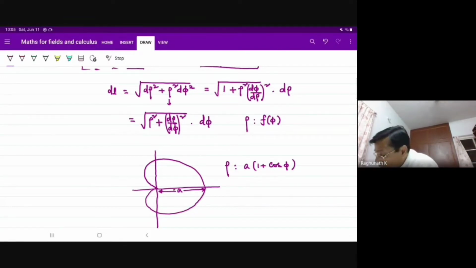2A it is, correct? Phi is equal to 0, it is 2A. As phi is increased, cos phi will decrease. When phi is equal to 180, cos phi is minus 1, because of which rho has become equal to 0. Again, it increases. At 90, it is A, because cos 90 is 0. At 270, it is A, because cos 270 is equal to 0.